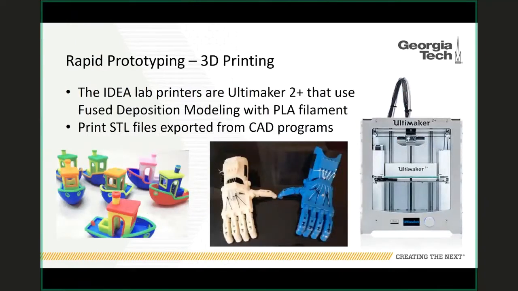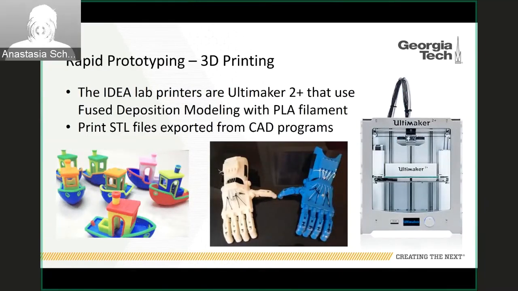The next piece of equipment that you have available for your use is the 3D printer. The Idealab 3D printers are Ultimaker 2 Pluses. They use fused deposition modeling, FDM, with PLA filament. It works by printing STL files exported from CAD programs, which you learned how to do in the past couple of weeks. So here are some examples of things that you can do with 3D printing.